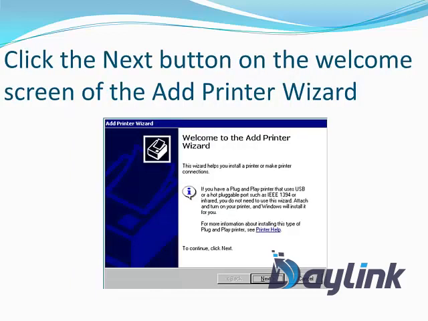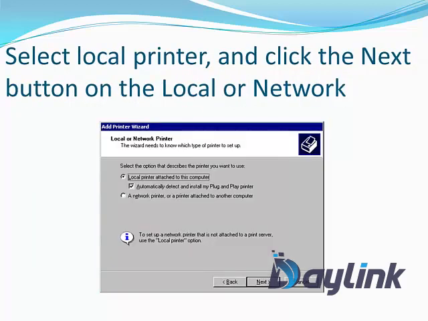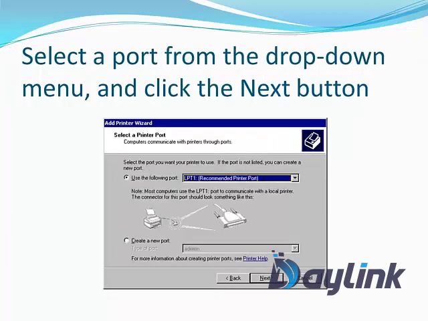Click the Next button on the welcome screen of the Add Printer Wizard. Select the local printer and click on the Next button. But make sure that your printer is plugged in. Select a port from the drop-down menu and click on the Next button.